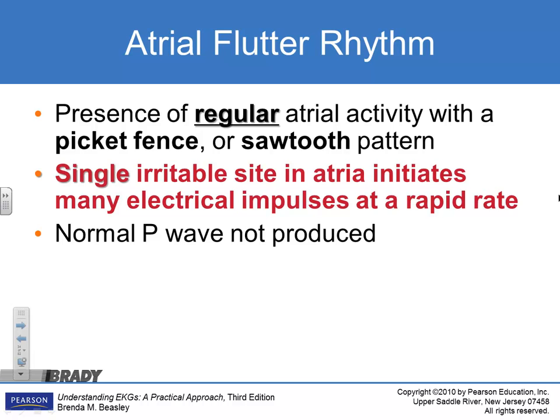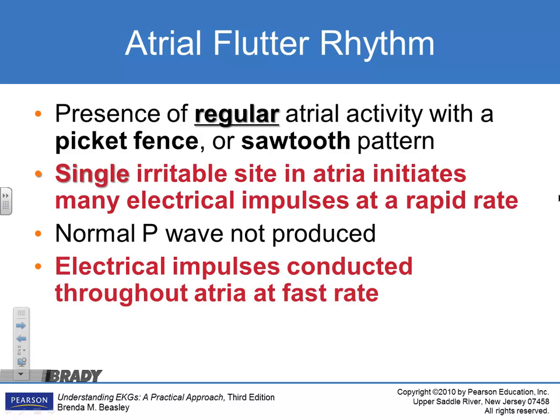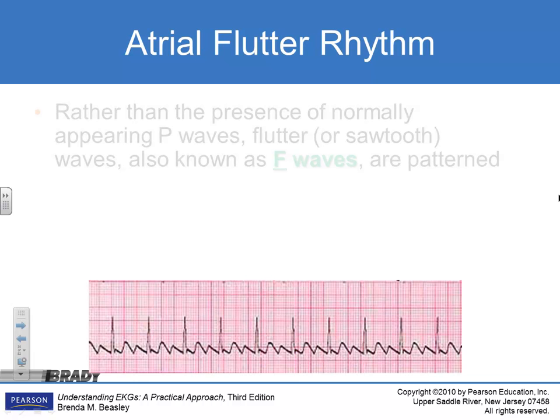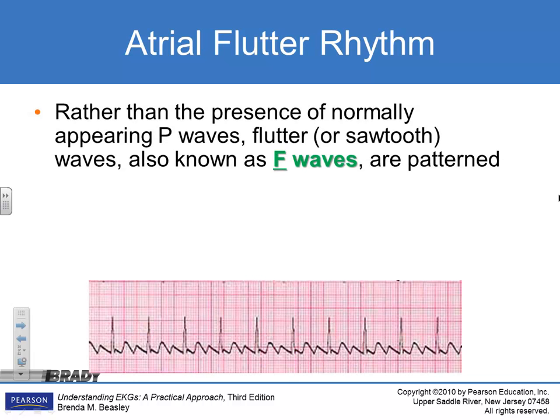You don't see a normal P wave there. A normal P wave is going to be generated from where? The SA node, right. So we won't see a normal P wave. But it is very fast. This is atrial flutter. You can see the little sawtooth look to it. And there'll be variations of this, but these will be very rhythmic, and I think they're very easy to identify.